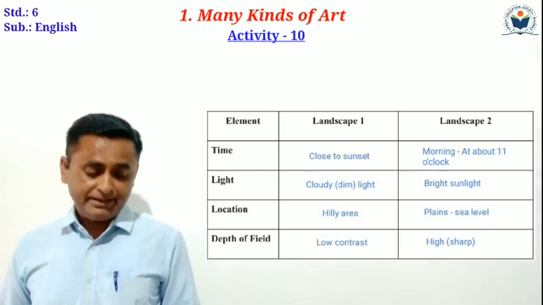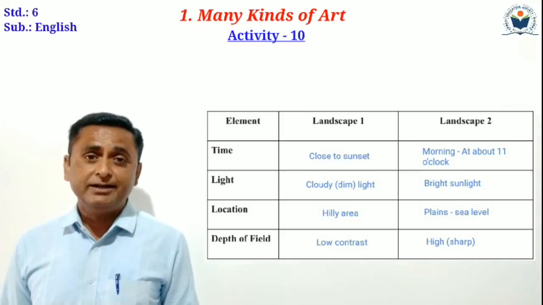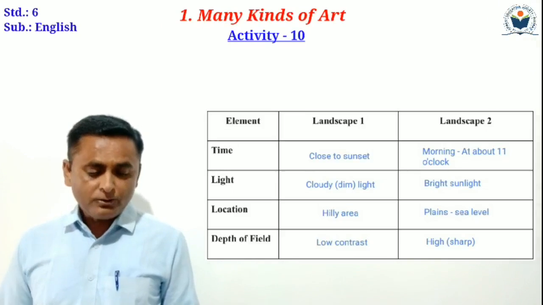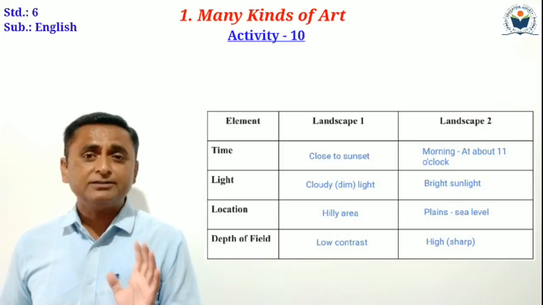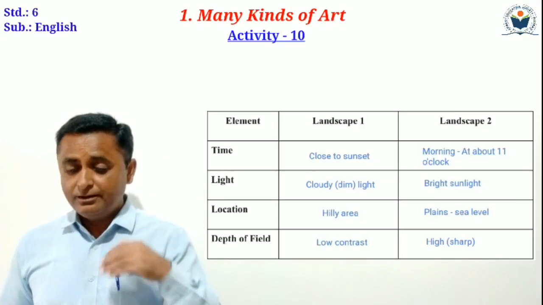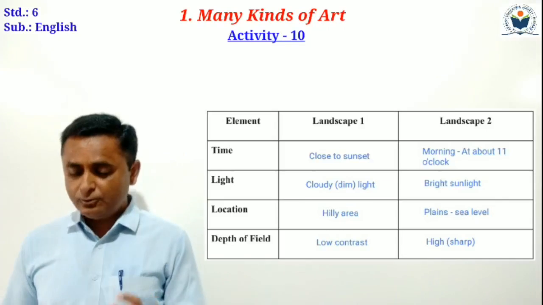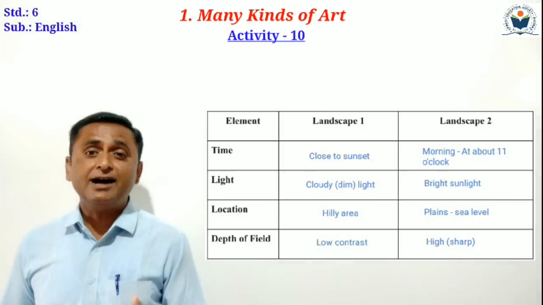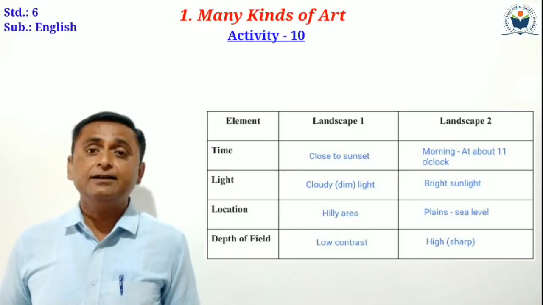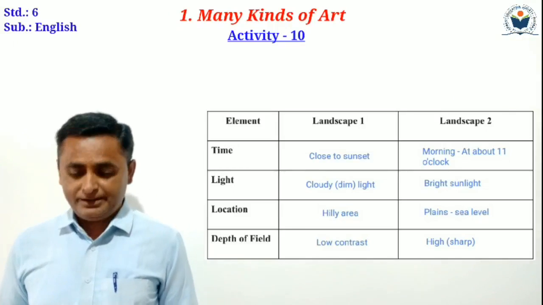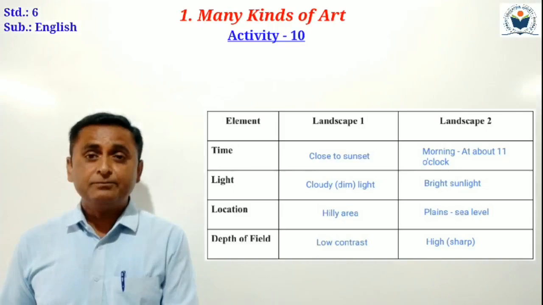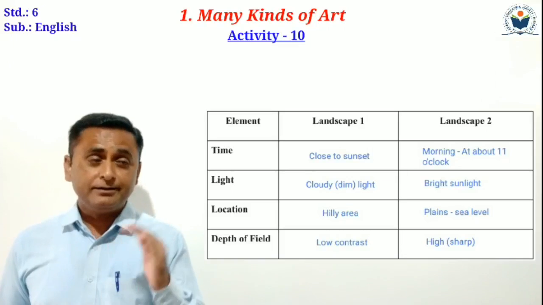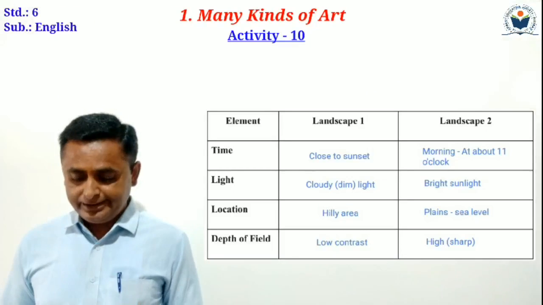Now fourth element, depth of field is given here. Depth of field, low contrast is there in landscape 1. Contrast is very low. On other side, landscape second, contrast is very high, means sharp contrast is used in second landscape photography. Can you understand, student? So here our table we complete. You have to complete the table in your English textbook.